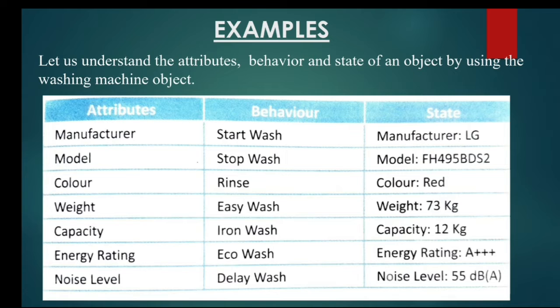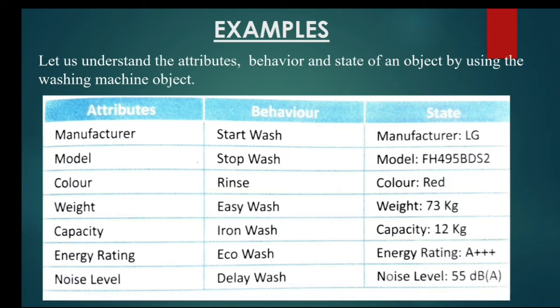Now, come to the behavior, means functioning. See, these are located on the top of the washing machine. Once we check what the behaviors are: first one is start wash, stop wash, rinse, easy wash, iron wash, eco wash, delay wash. These are the functions which are going to be performed by the machine. These actions are called behavior of an object.